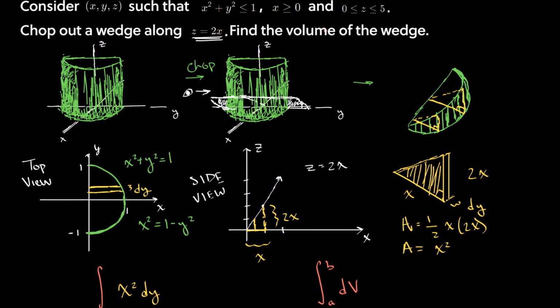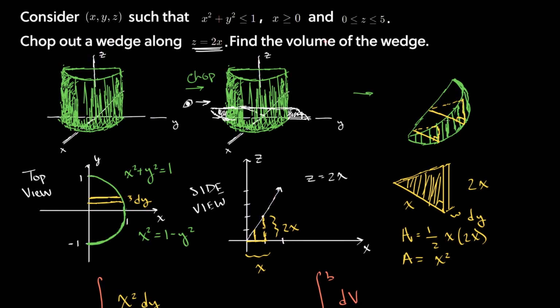So the volume of this little wedge that we chopped out, this Choco Taco looking thing, is actually 4/3. Our volume is 4/3. And we're done.